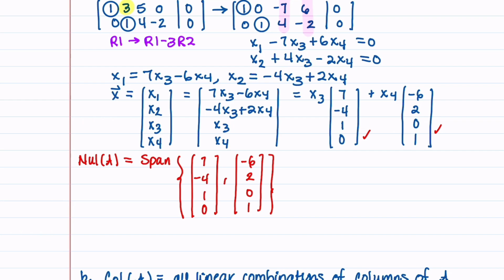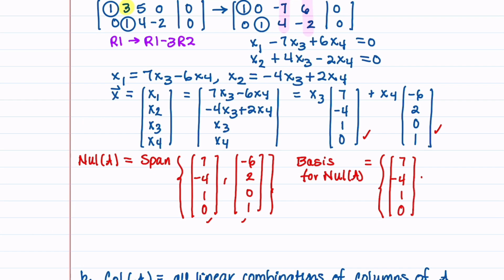Now we can find the basis for a null space, and this is the really easy part. The basis for the null space is just these two vectors right here. So let's write down the basis for the null space of A is equal to, and then instead of writing the span, we're just going to grab these two vectors. 7, minus 4, 1, 0. And then minus 6, 2, 0, and 1. So that's our basis for our null space.